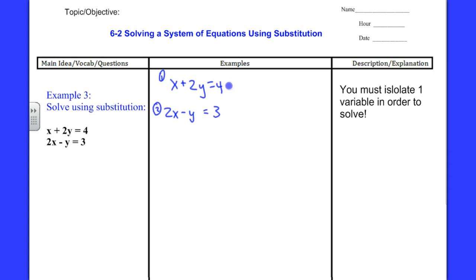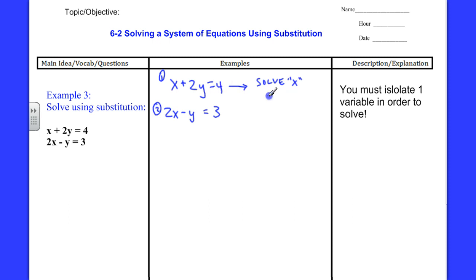So I'm going to pick this top one right here. I like that the best because I notice that on the x there's a coefficient of 1, and I want to get one variable, so I have 1x. If I solved for y, I would have to divide by that 2 and I'd have fractions to deal with. So I'm going to solve that for x.